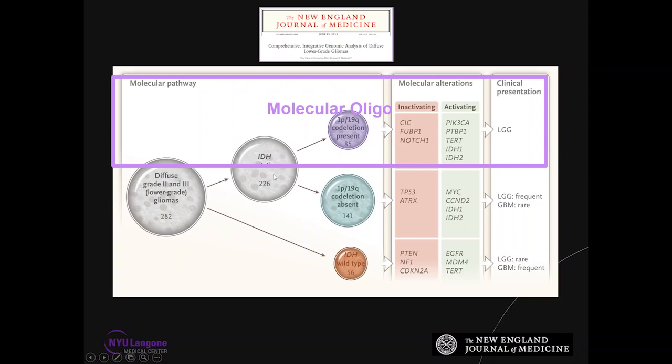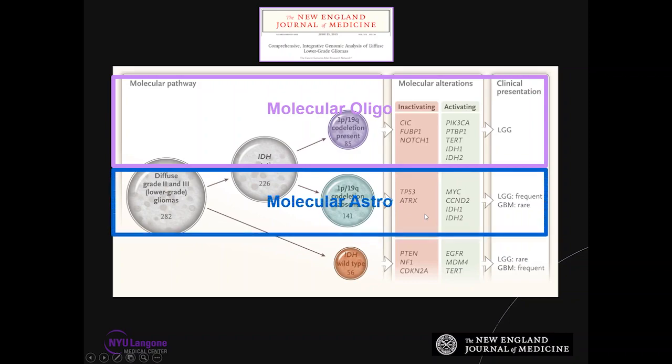If you have IDH mutation but don't have 1p19q co-deletion, you have ATRX, and these are the ones which are molecular astrocytomas. Another important thing which this paper showed is that almost 20 to 25% of diffuse lower grade gliomas, which are grade 2 or 3, do not have IDH mutation.